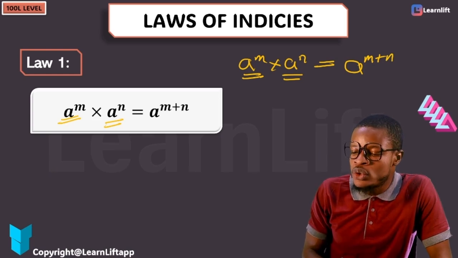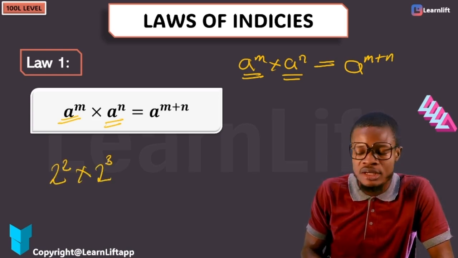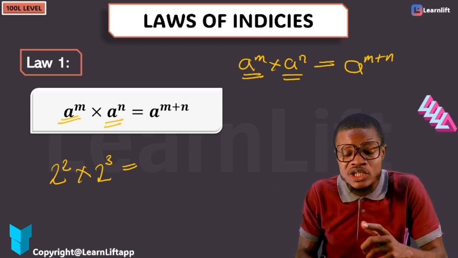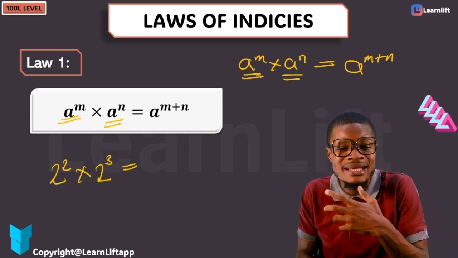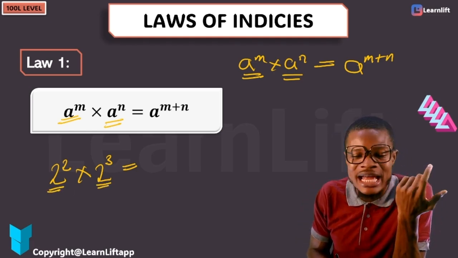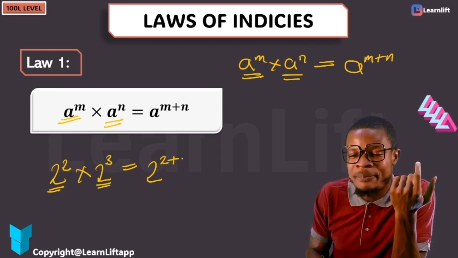Let's say we have 2 raised to the power of 2 multiplied by 2 raised to the power of 3. Now the question is, what becomes the answer? The first question is this: are their bases the same? Yes, the base is the same. What is the base? The base here is 2 and 2. They are the same. Pick one, that's 2. What do we do? It's going to be 2 to the power of 2 plus 3, add the powers.